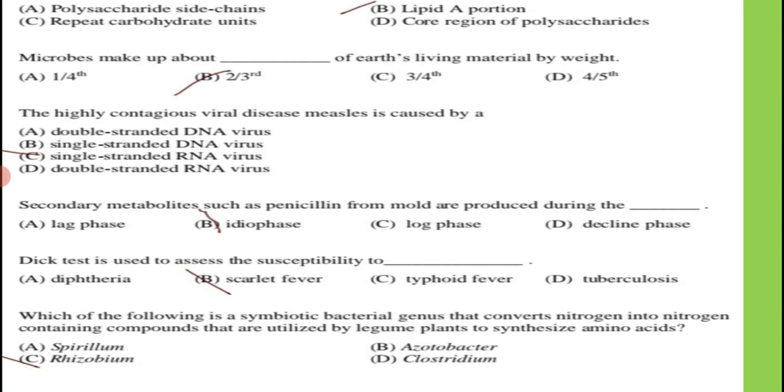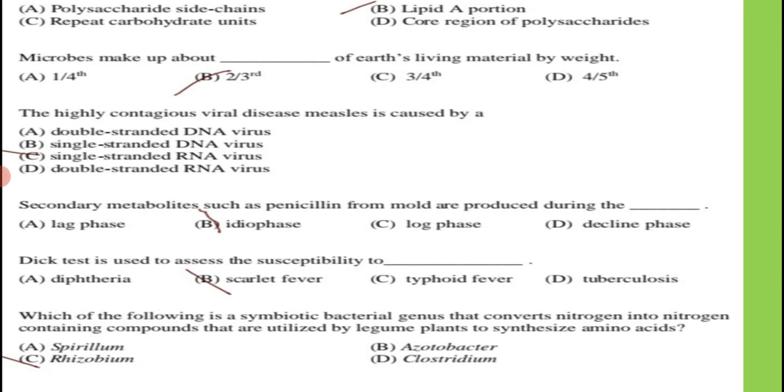In the lag phase, there is no growth. In the log phase, there is cell division, and in the decline phase, the death rate is more than the growth rate. So for this question, B is the answer.